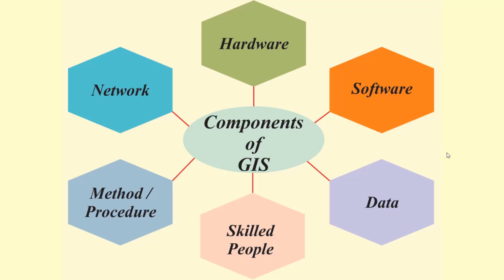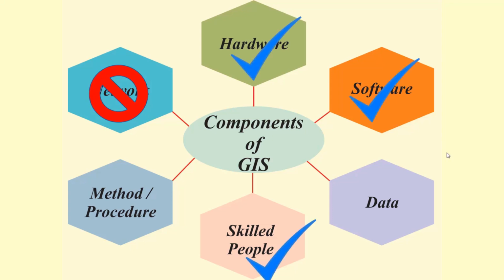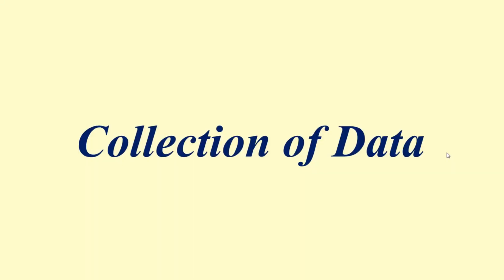As we have discussed earlier, among the components of GIS, the network component is not necessary for this training program as it is going to be standalone computer based work. We have hardware, a skilled person, as well as software which we have downloaded and installed in our computer. The remaining components are data and method. In this video, we will learn how to collect data for GIS.